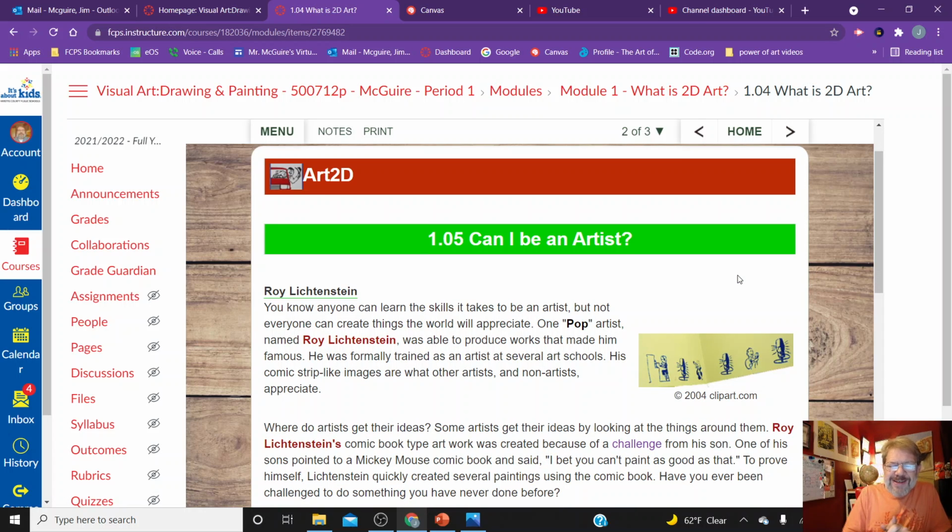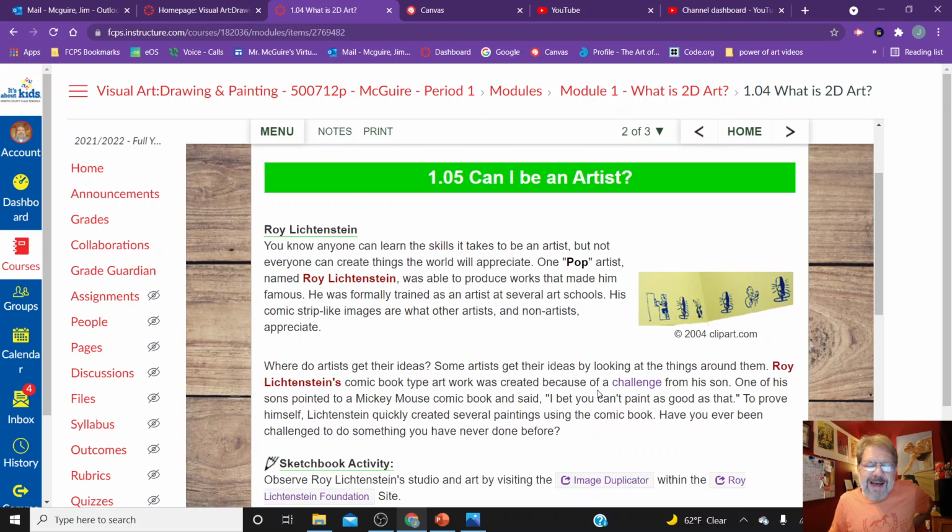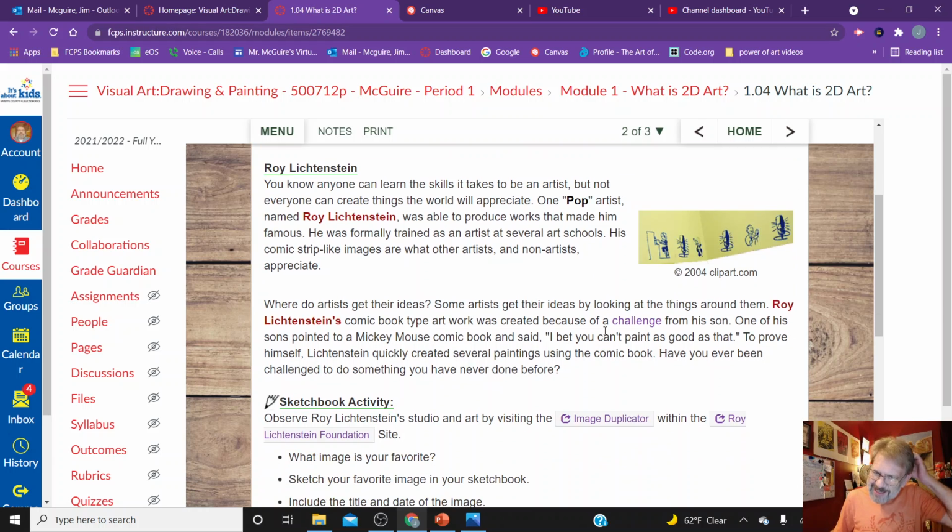Anyone can learn the skills it takes to be an artist, but not everyone can create things in the world that the whole world will appreciate. One pop artist, Roy Lichtenstein, was able to produce works that made him famous. He was formerly trained as an artist in several art schools. His comic strip-like images are what other artists and non-artists appreciate. I will say we appreciate a lot of the different stuff he worked on, not just those comic strip-like images.